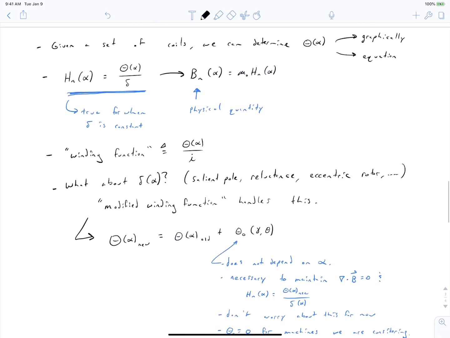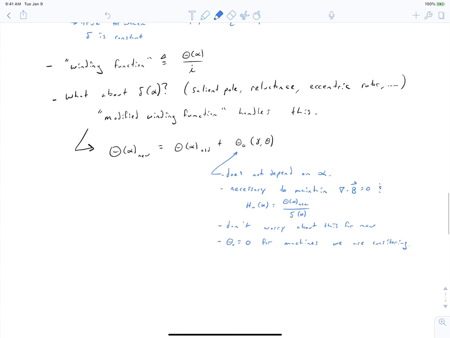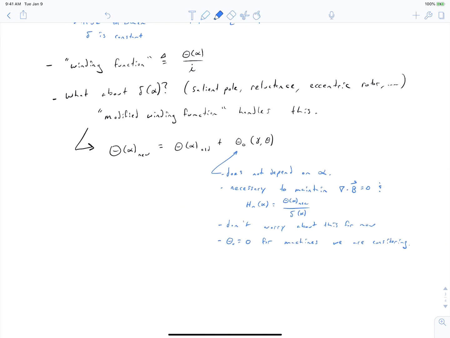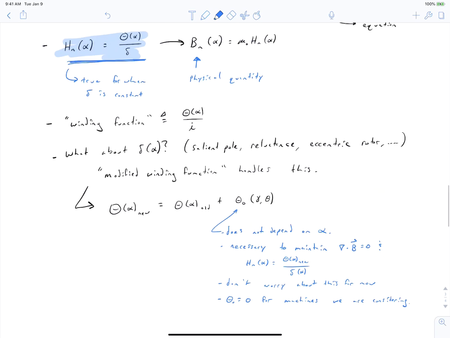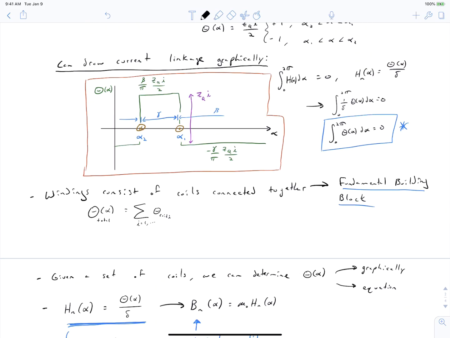Okay, so the bottom line is that if somebody gives you current linkage, you can tell them what the H field will be in the air gap if you know the air gap length. If the air gap length varies with space, you just divide your current linkage at any location by the air gap length at that location, and you'll come up with the H field. The final comment is that our current linkage is periodic, about one revolution of the stator.